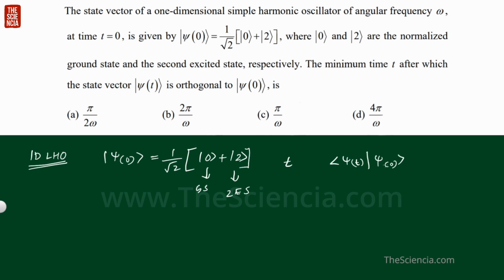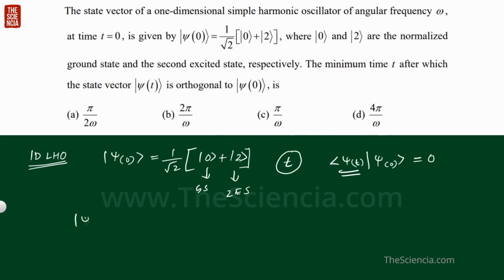So we know when they are orthogonal, this is equal to 0, and the question is to find out the time at which they become orthogonal. Okay, so we have to find out the time value. Here to solve this problem, we have to find out psi of t, that is the time evolution of ket psi of 0.